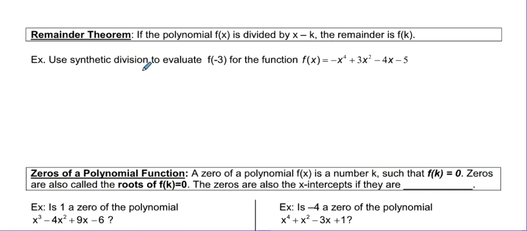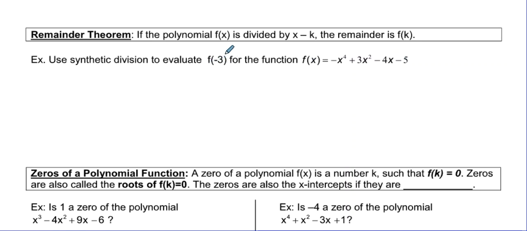Alright, the remainder theorem is useful if you need to do f of a value, and that value is just a little bit large for you to calculate in your head. So it could be really hard for you in your head to hold on to the numbers negative 3 to the 4th, and negative 3 to the 2, and negative 3. So if you do synthetic division, that's another way to find f of negative 3.